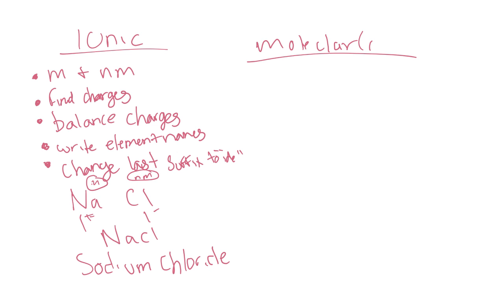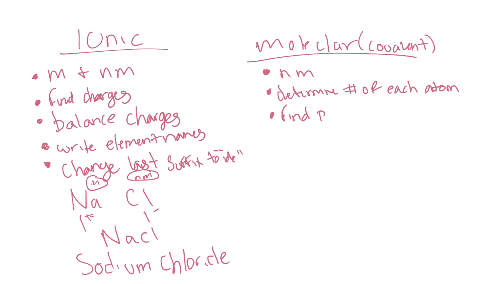For molecular, also known as covalent, these are going to be nonmetals. We don't need to count the charges, but we do need to figure out what the prefixes are. So determine the number of each atom. Then we're going to use those to find the prefixes. Then we're going to write the element names using those. And we're still going to change that last suffix to ide.